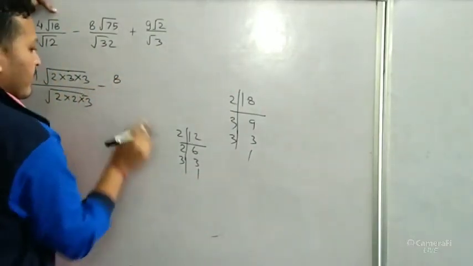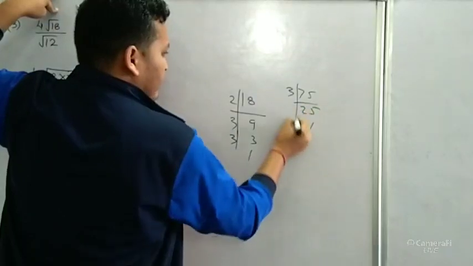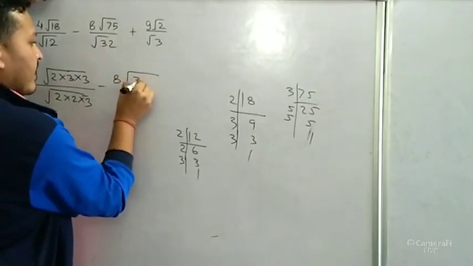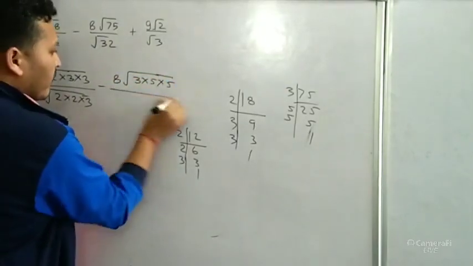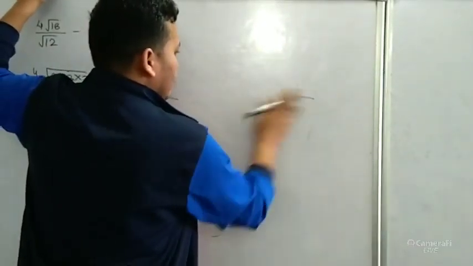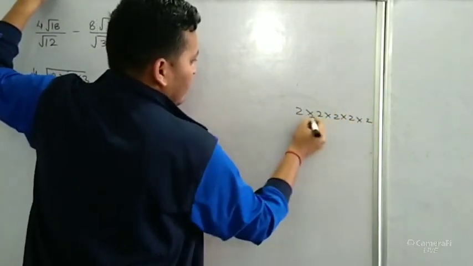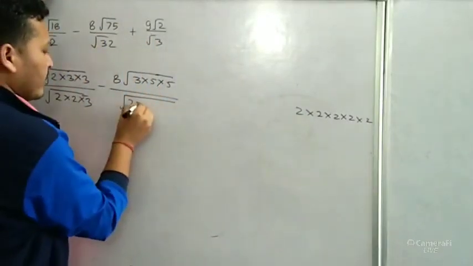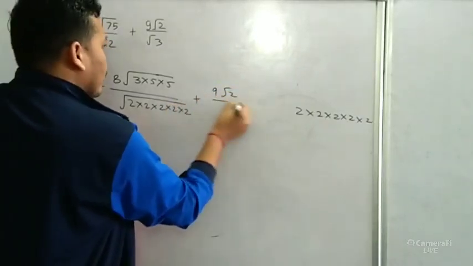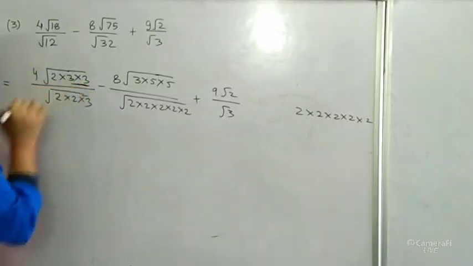Next, minus 8, what can we write 75 as? 75: 3 25s are 75, and then 5 5s are 25, 5 1s are 5. So then we can write 75 as 3 into 5 into 5. Then upon root 32, what can we write 32 as? When we factorize, 2 into 2 into 2 into 2 into 2, 5 times. Then upon 2 into 2 into 2 into 2 into 2, and the last one is 9 root 2, which we cannot write as anything else, and this will be root 3.